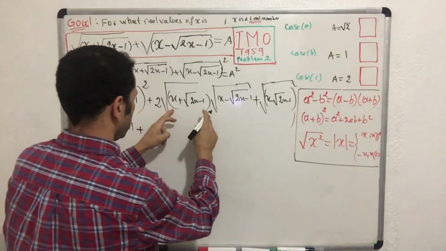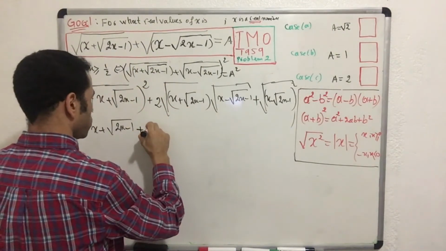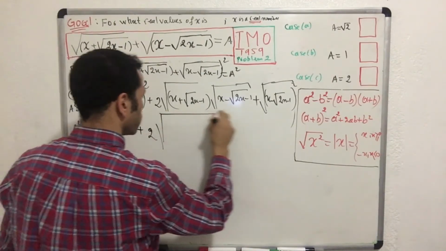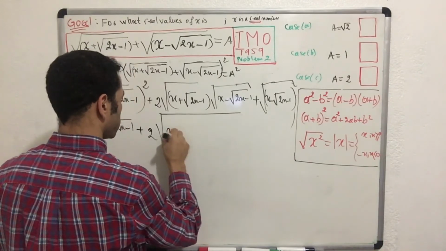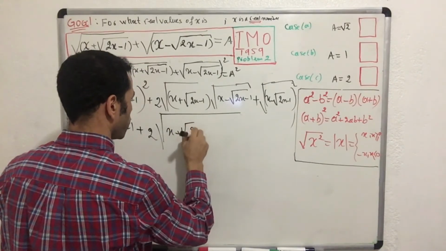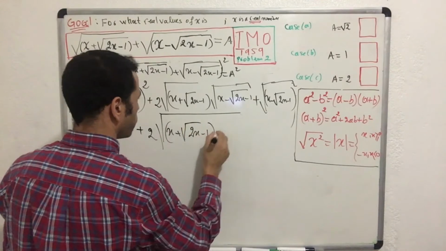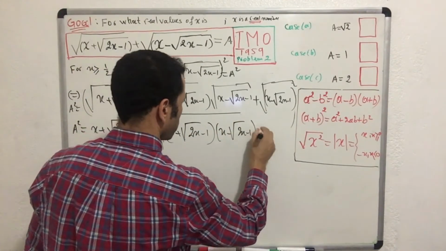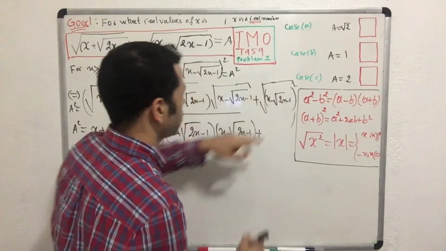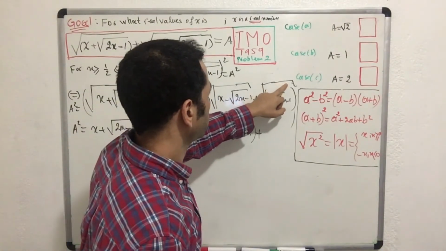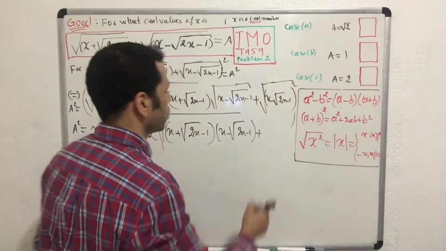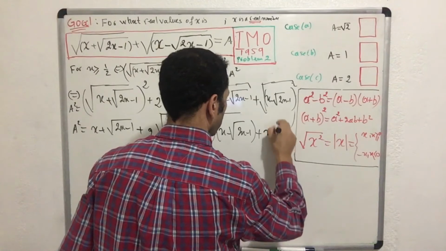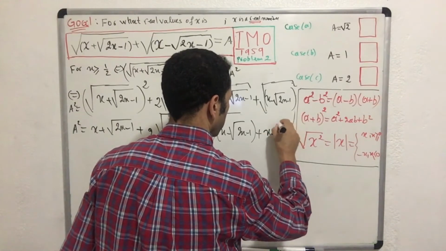I'm going to put this one inside. So 2 times x plus square root of 2x minus 1 multiplied by x minus square root of 2x minus 1, plus the last term. This square root is going to be cancelled with the square. We have to square, be simplified. So that means x minus square root of 2x minus 1, okay?